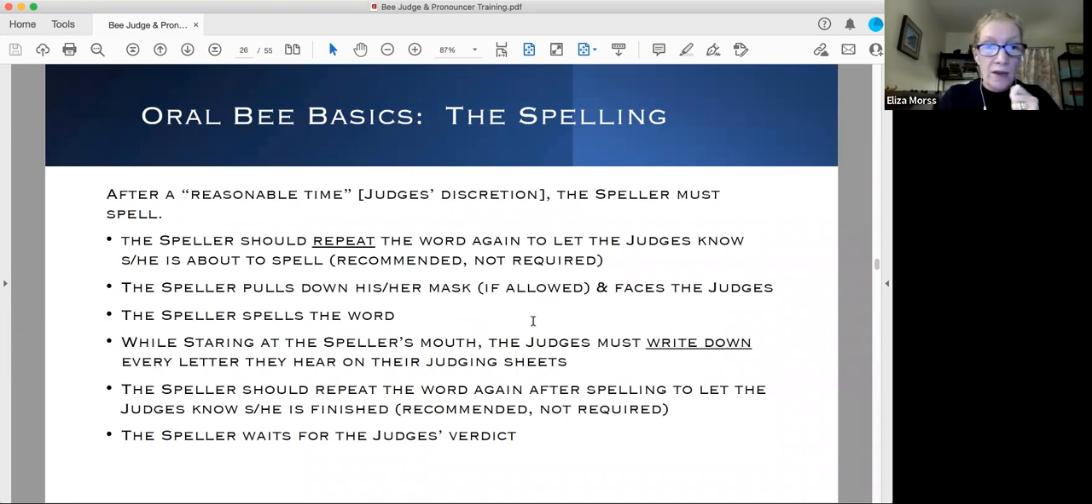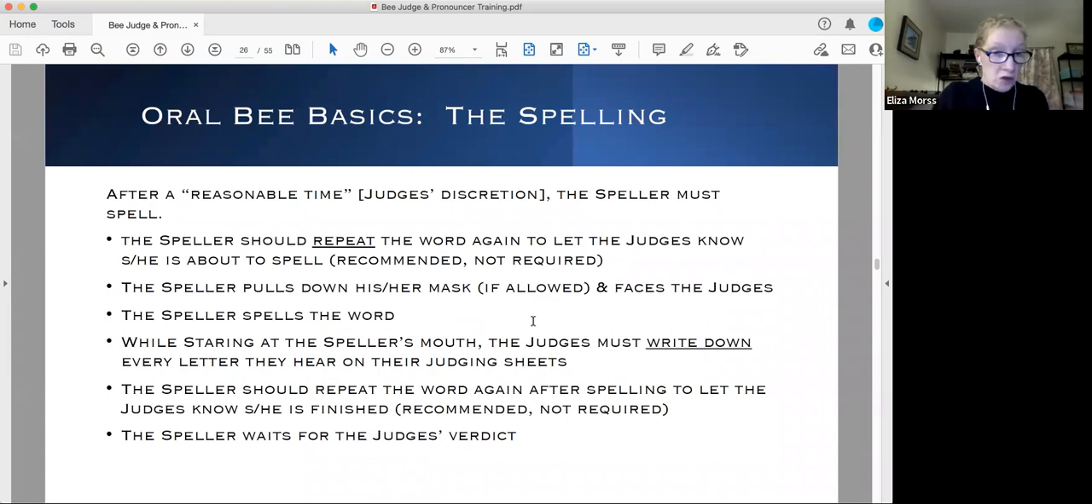If it's allowed, the speller faces the judges and spells the word. Now this is what the judges should be doing while staring at the speller's mouth. I would just do this: staring and writing, not looking down at your paper, staring at the mouth and writing at the same time. The judges have to write down every letter they hear on their judging sheets.